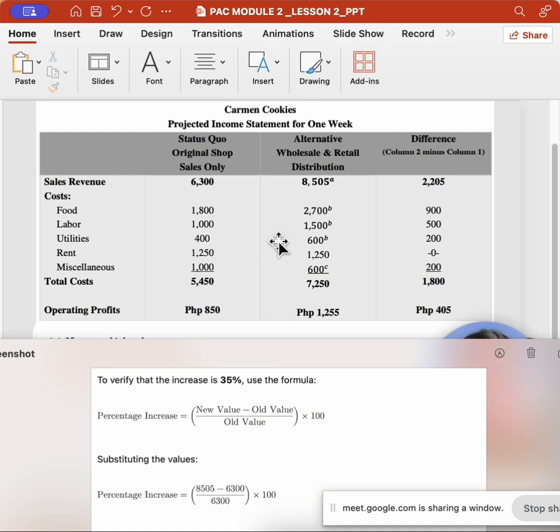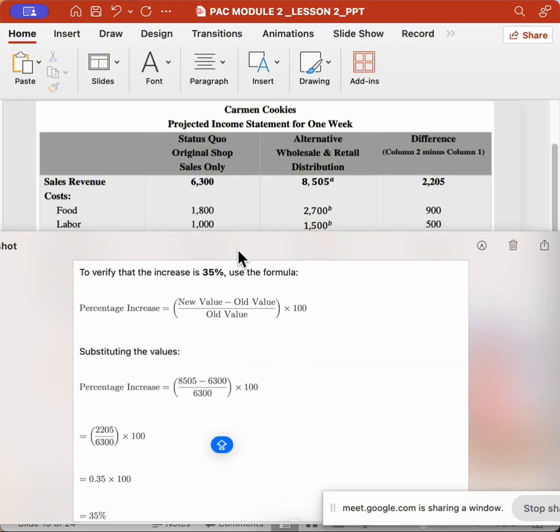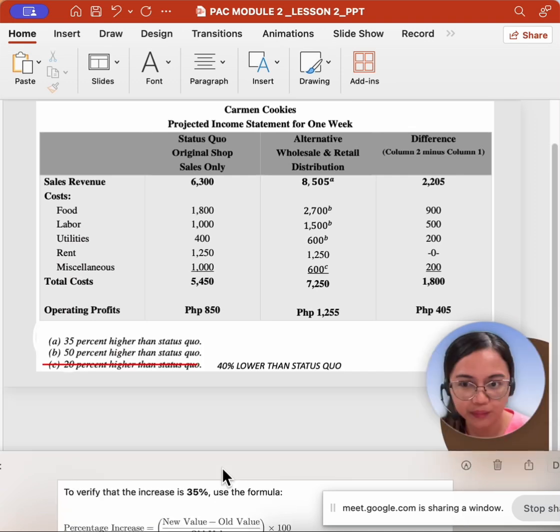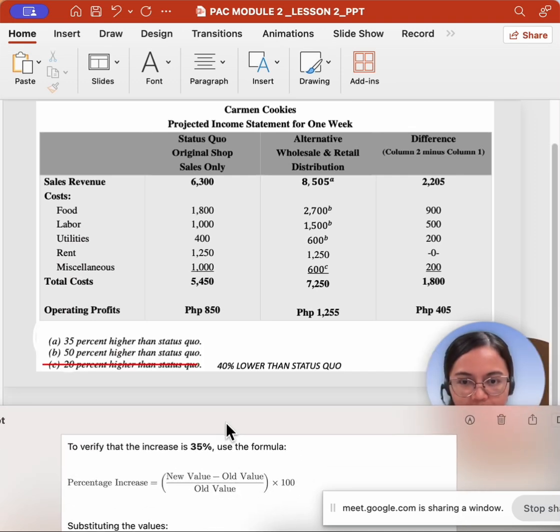So 4,800 less 3,200, divided by 3,200 again. So, how much? So, that would be 0.5 multiplied by 100, that would be 50%. So, it is 50% higher than status quo.